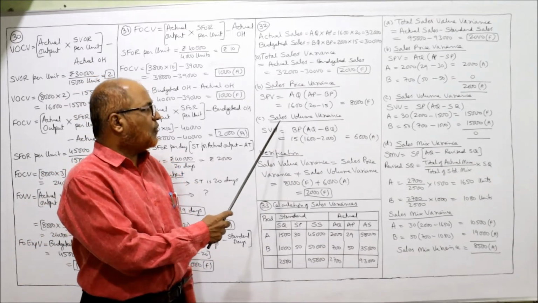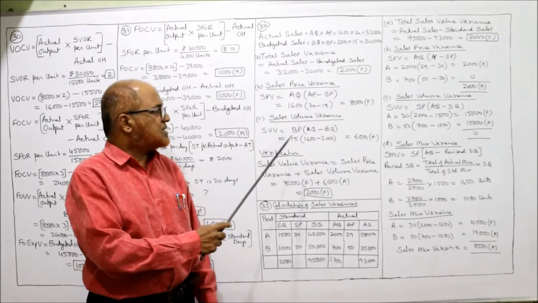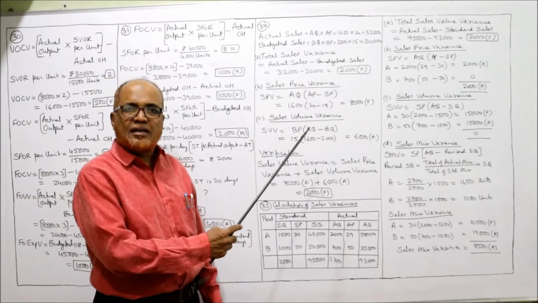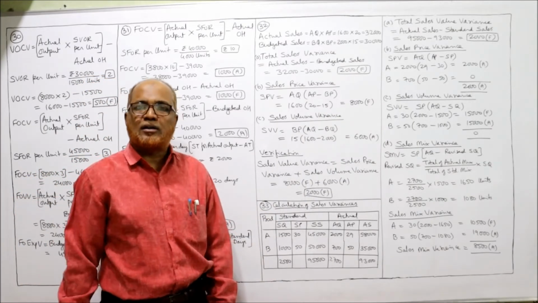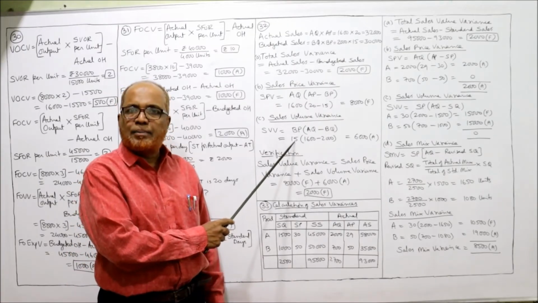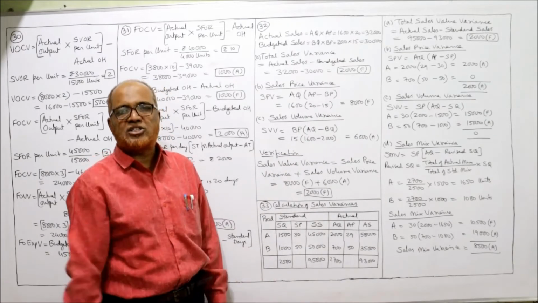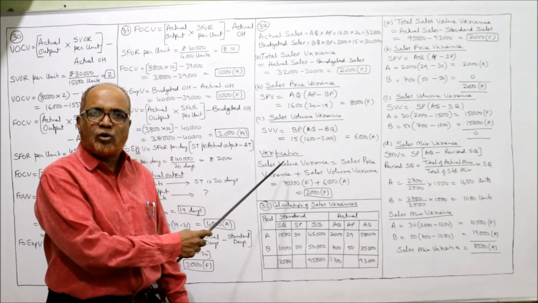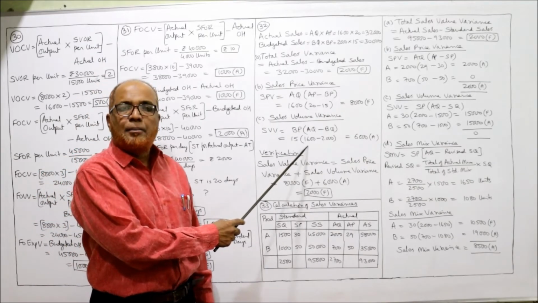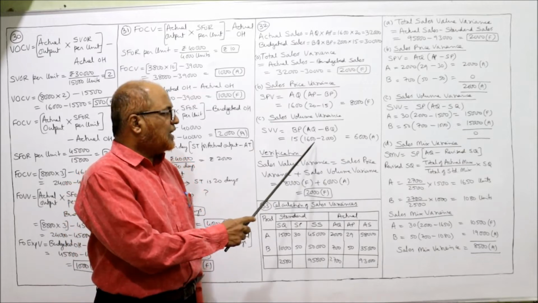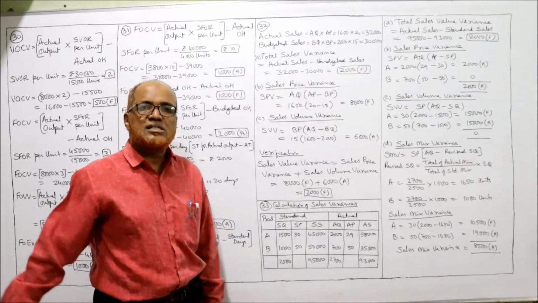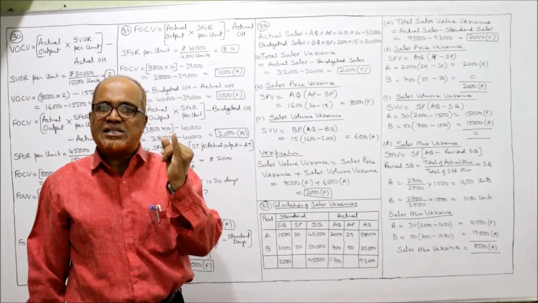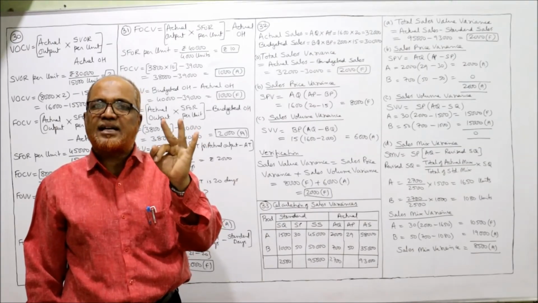Now quantity variance or volume variance. Sales volume variance, SVV, is equal to budgeted selling price into actual quantity minus budgeted quantity. The budgeted selling price is 15 rupees. Actual quantity is 1600, budgeted quantity 2000. So 1600 minus 2000 into 15, 6000 adverse. So we have calculated sales value variance, sales price variance and sales volume variance.